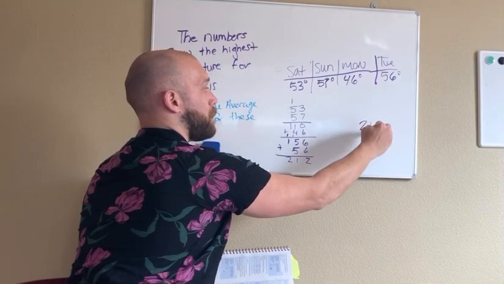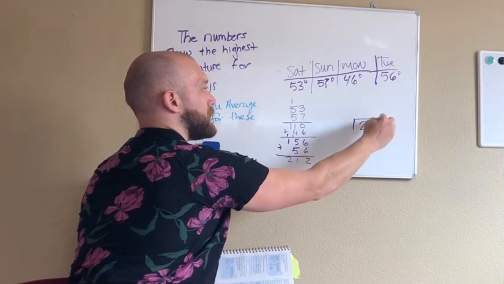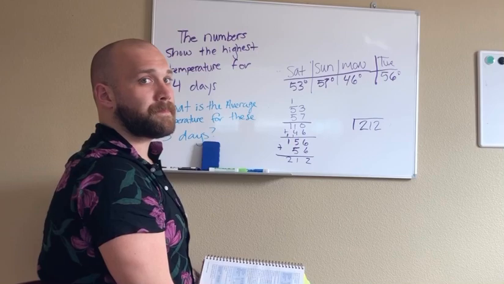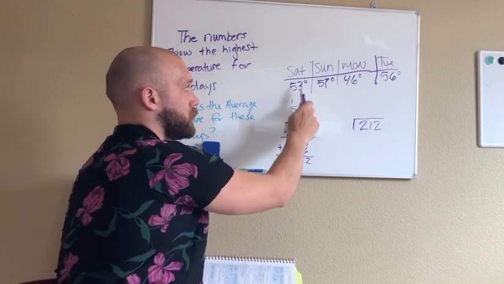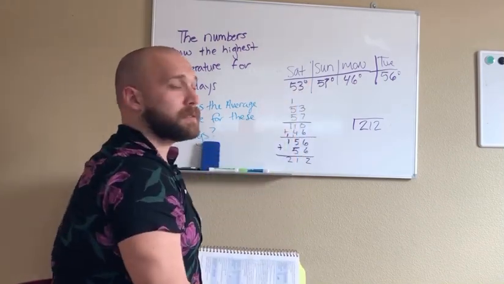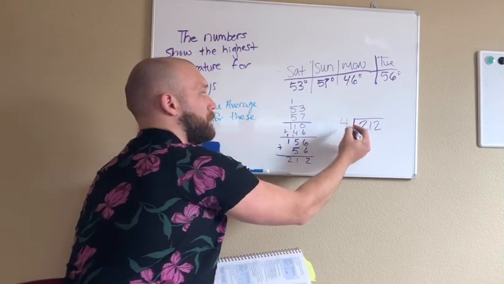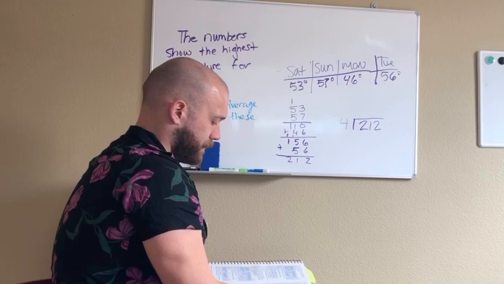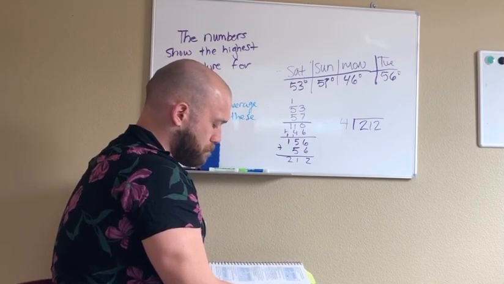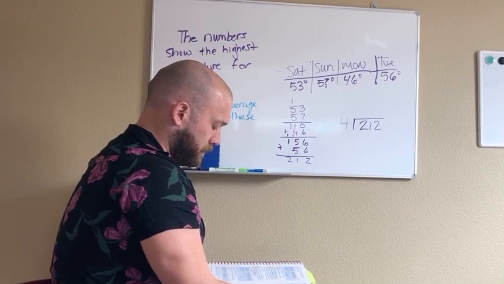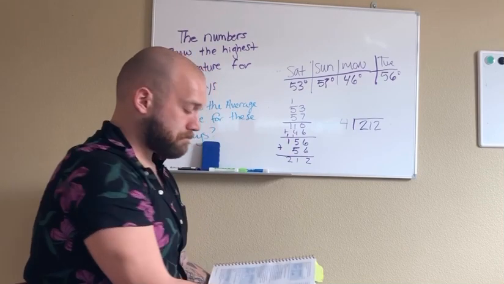212. And what am I going to divide that by? Think about it. 4. Because there's 1, 2, 3, 4 days in all that created the number 212. So divide that by 4. So, I want you to solve that on your own and figure out what that would be.